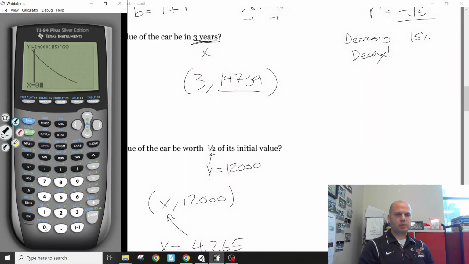Again, you could get points by just pressing trace and then plugging in values. So after 1 year, you're worth 20,400. After 2 years, your value is 17,340. After 3 years, and this can be found in the table, you have 14,739. If you're wondering when the car is going to be worth 12,000, when will the y equal 12,000? We'll graph y equals 12,000. We'll find the intersection, second calc intersect, enter, enter, enter, and we get that 4.265.